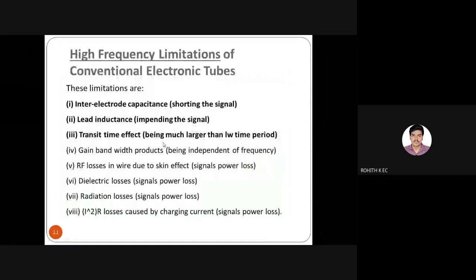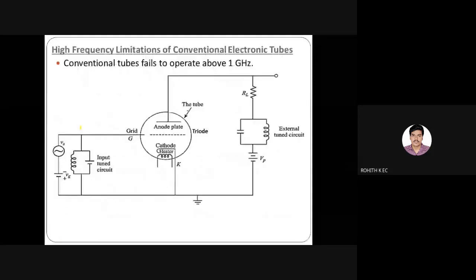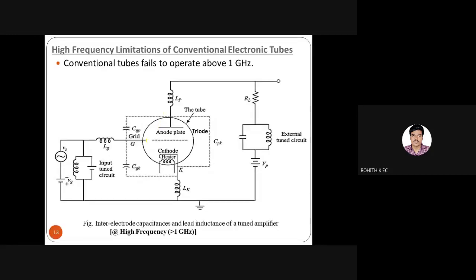And we had also discussed the three most important limitations of conventional electronic tubes, namely inter-electrode capacitance, which leads to shorting of the signal, lead inductance, and transit time. So this is the diagram that I should have in the absence of parasitics, but in the presence of parasitics, you can see there is capacitance between grid and plate. There is capacitance between grid and cathode. There is capacitance between anode and cathode, right?